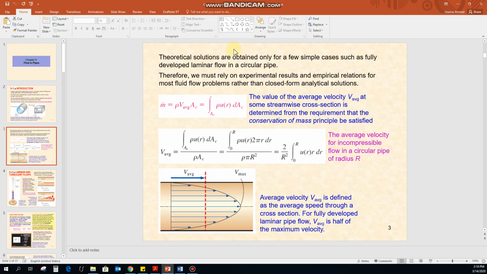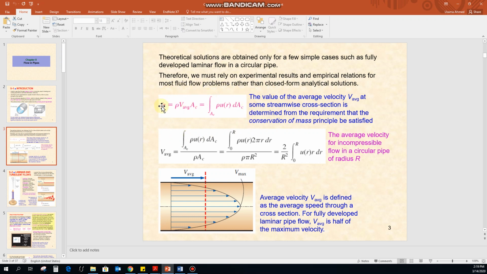Now, theoretical solutions are obtained only for a few simple cases, such as fully developed laminar flow in circular pipes. So the theoretical equations that we use are based on fully developed laminar flows in circular pipelines, but as we know, most of the time in the industries we have to deal with turbulent flow. So we have to rely on experimental results rather than theoretical results. Therefore, we must rely on experimental results and empirical relations for most fluid flow problems rather than closed-form analytical solutions. And now here we have the equation for the mass flow rate.